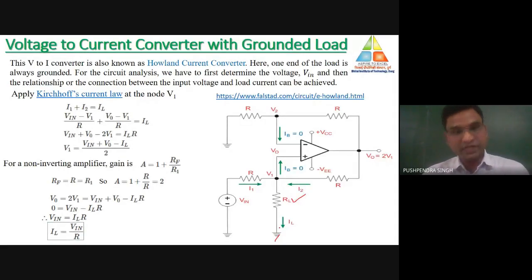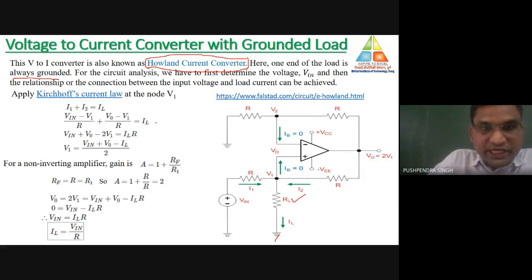This is a very important circuit. Now please concentrate on this type of voltage to current converter. Mostly in applications we use this voltage to current converter with grounded load only. This circuit is also known as the Howland current source. As I told you, one of the terminals will always be connected to ground.